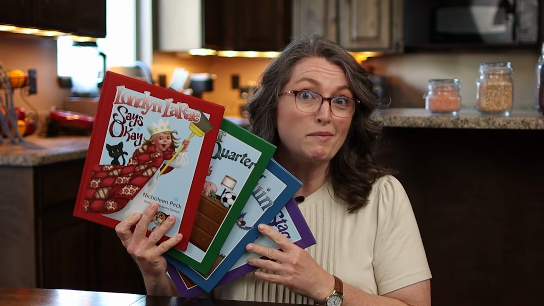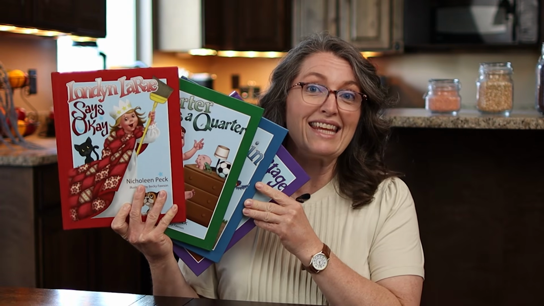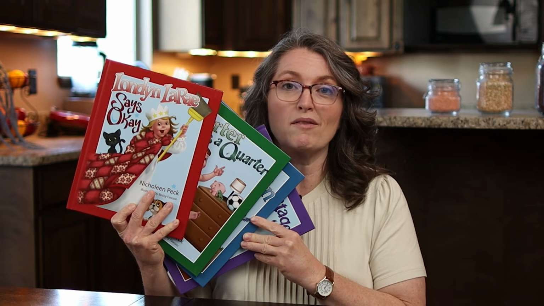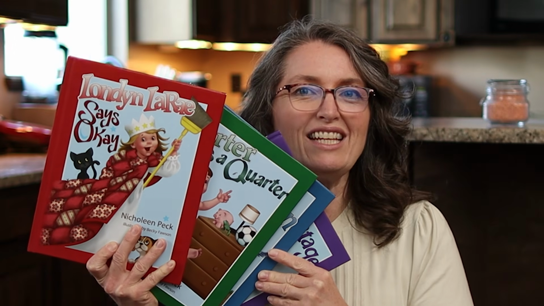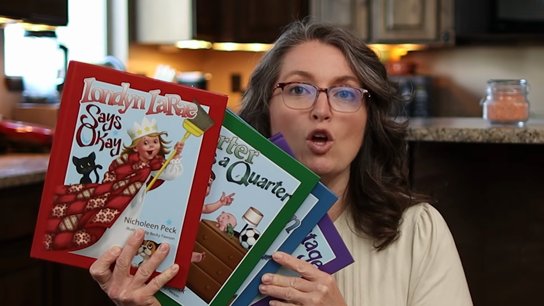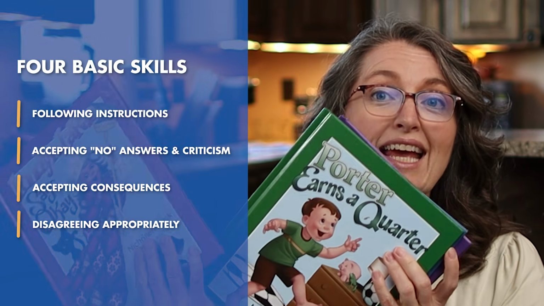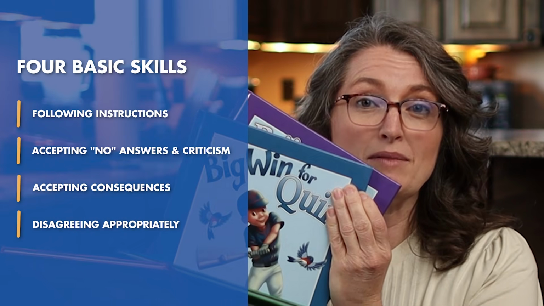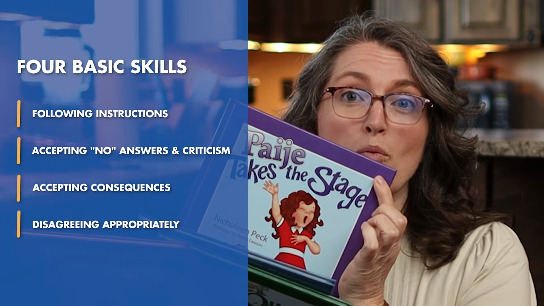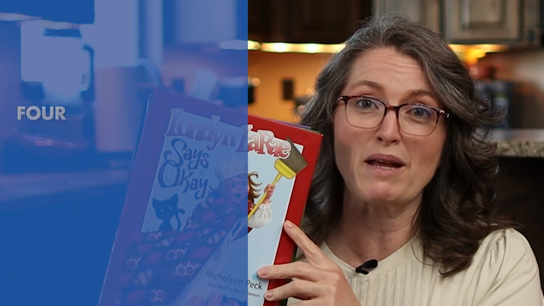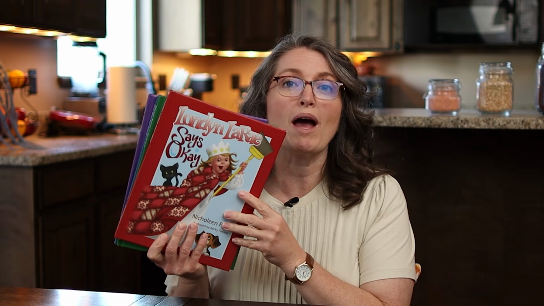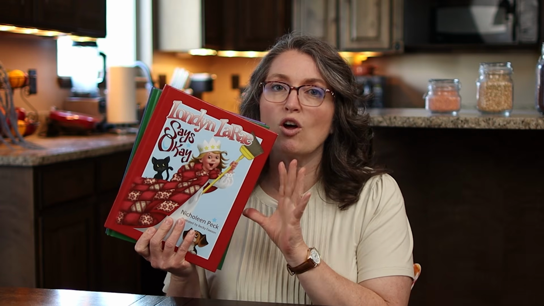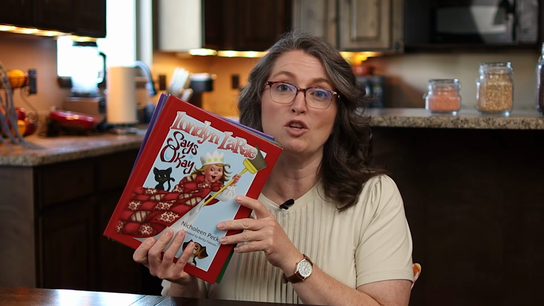All right, so we're going to talk about a lot of behaviors, and we're going to be using these skills. So that I don't have to hold these up every single time, I'm just going to mention what these children's books teach. So these 4 children's books each teach one of the 4 basic skills of self-government, which are following instructions, accepting no answers and criticism, accepting consequences, and disagreeing appropriately. When a person learns these 4 basic skills, that takes care of 99% of their behavioral problems. So we are going to be coming back to these skills, and I'm going to show you how they can be used to solve any of the behavioral problems that you might be dealing with.